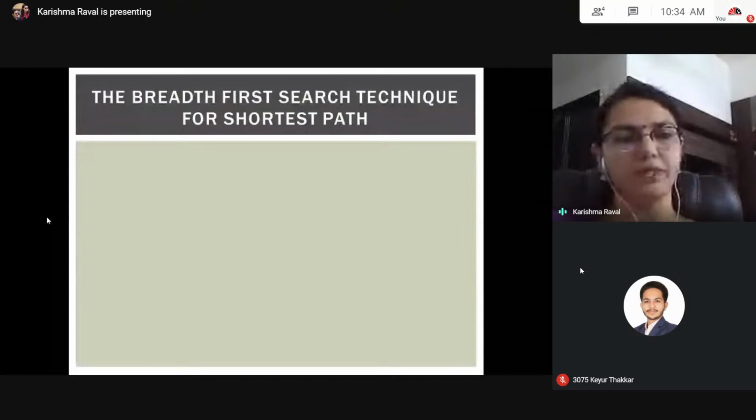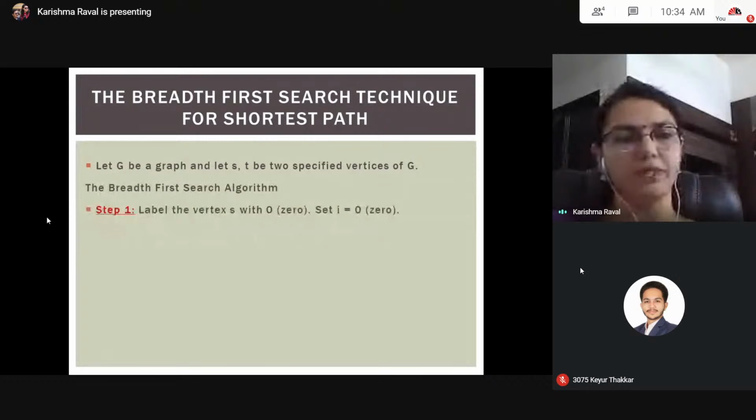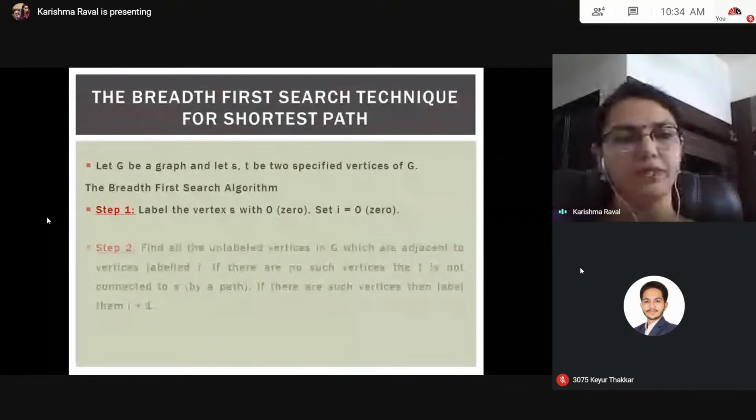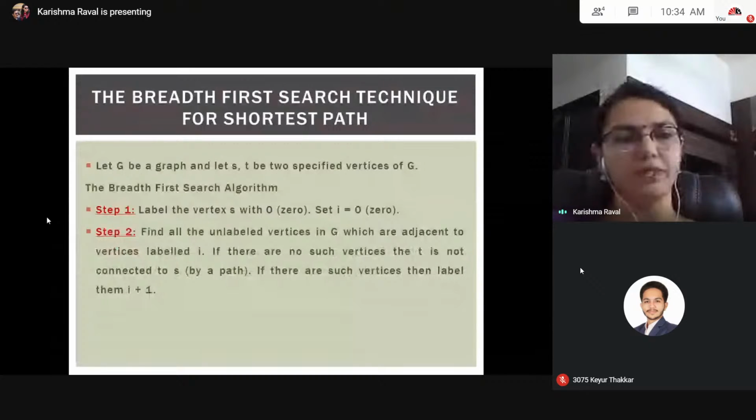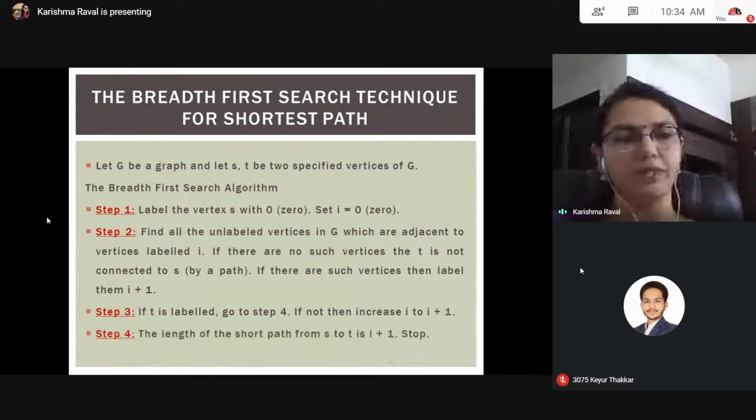The next method is to find the shortest path. The method is the breadth first search technique for the shortest path. Let G be a graph with 2 vertices S and T which are specified in G. What does this algorithm teach us? For step 1, we label the vertex S with i equal to 0. Then find all the unlabeled vertices in G which are adjacent to the vertex labeled with i. If there is no such vertex, then T is not connected to S. If there are such vertices, then label them with i plus 1. Moving in this process, if T is labeled, then go to step 4. But if T is not labeled, then we go to step 2 and repeat with i plus 1 and we stop there.